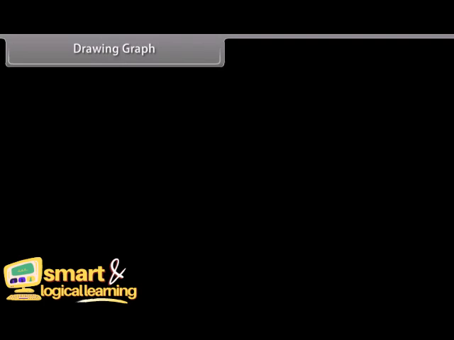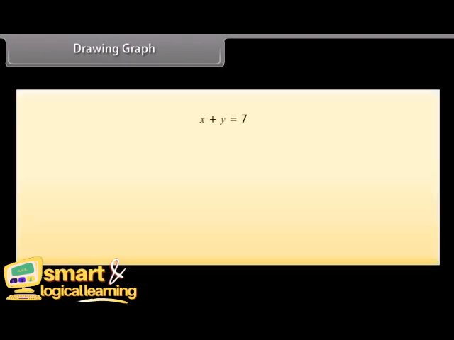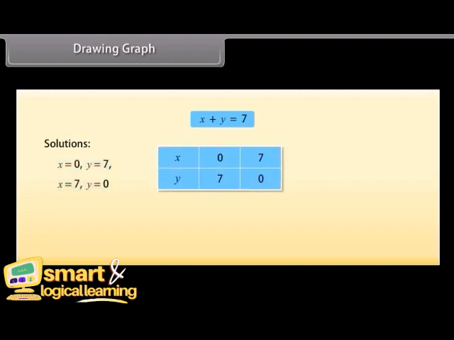Drawing graph. Let us now draw the graph of this equation, x + y = 7. We know that to draw the graph, we need at least 2 solutions of the equation. So the 2 solutions are x = 0, y = 7, and x = 7, y = 0. We can use this table to draw the graph. These are the values of x and these are the values of y.